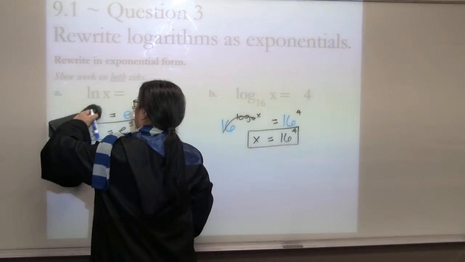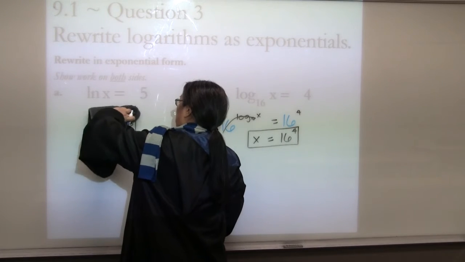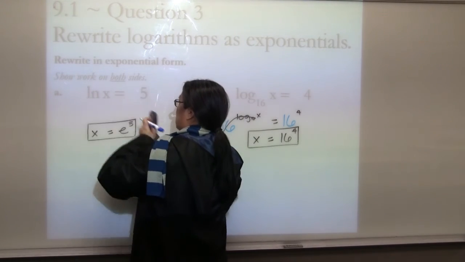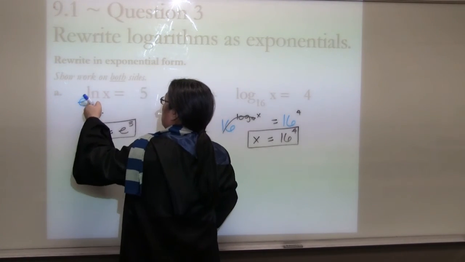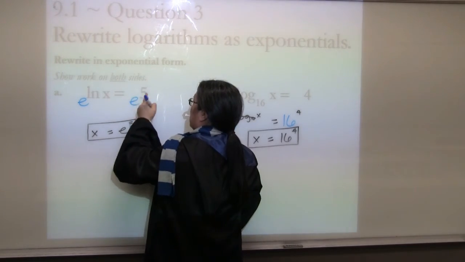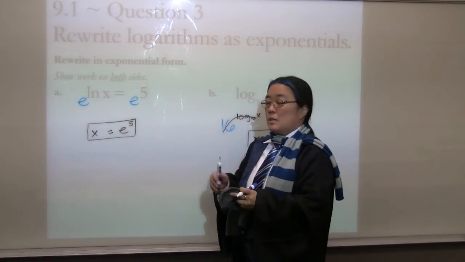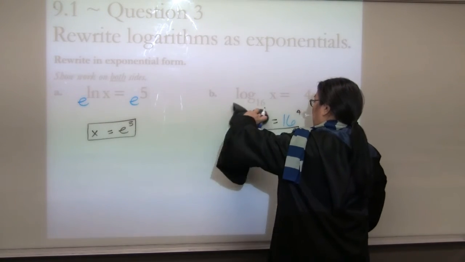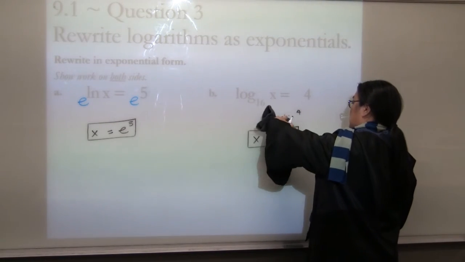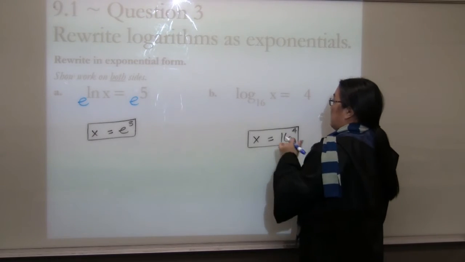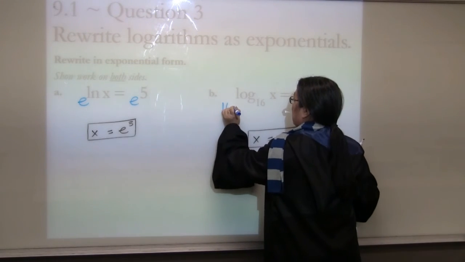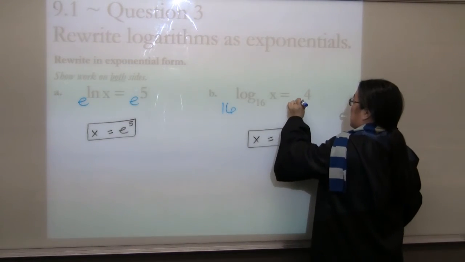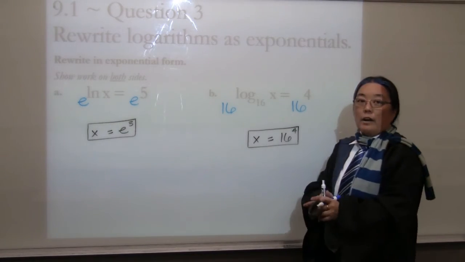You could actually, on this particular problem, do this. E raised to the ln x and e raised to the 5. Look at where the e is located. It is down and to the left. Same thing here. If you were looking to skip steps for this level of math, 16 raised to the, and 16 raised to the. Now, how could you get this wrong?